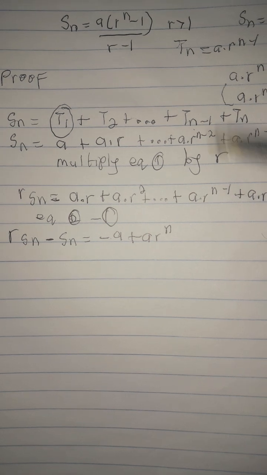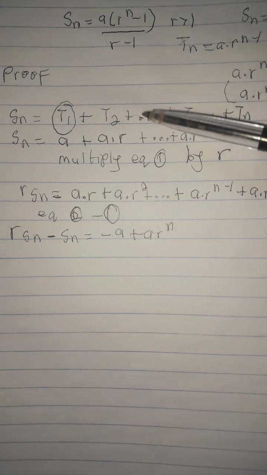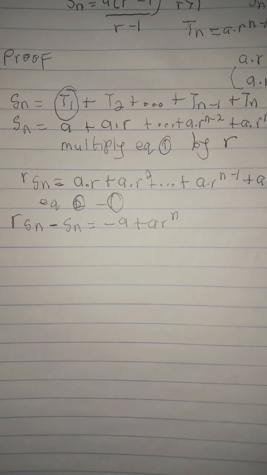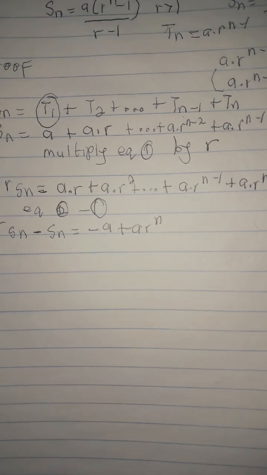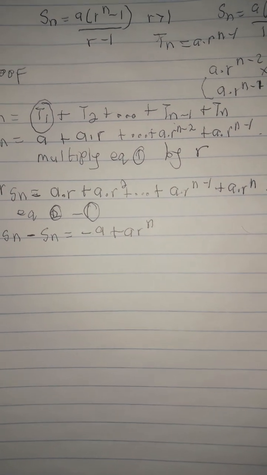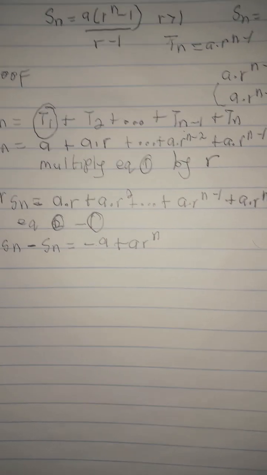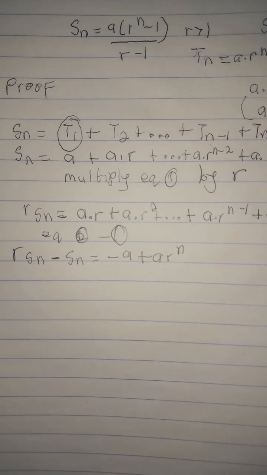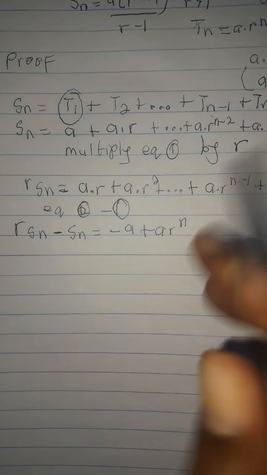So right now you can prove this by subtracting equation 2 from equation 1. You will see that you're left with negative A plus A r to the power of n, right? So that's how it should be. I hope, guys, I'm making sense. Remember, equation 2 minus equation 1. Then we are left with RSn minus Sn, which equals negative A plus A r to the power of n.